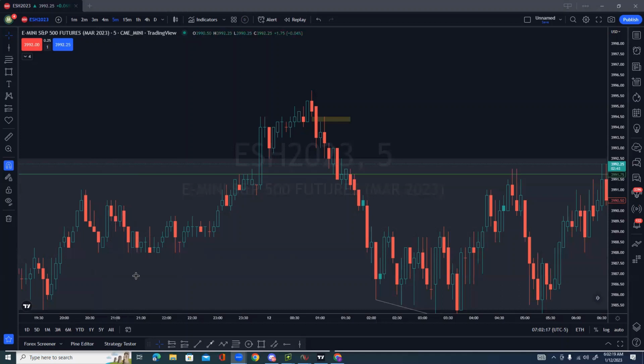So what it's doing is it's inducing buyers in this area right here, which is placing their stops just below it, because that's where you're going to place your stops, to eventually come back and get it. So that's engineered liquidity.